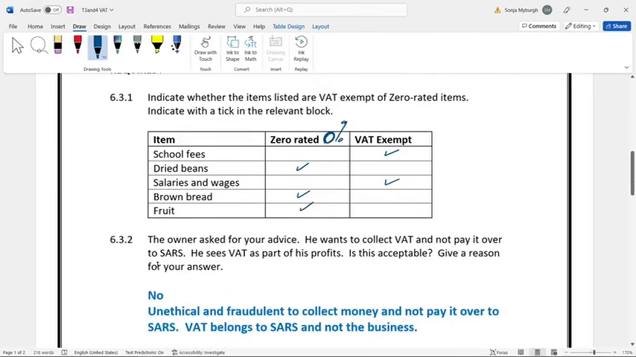And then the last question, the owner asked for your advice. He wants to collect VAT and not pay it over to SARS because he sees VAT as part of his profit. Is it acceptable? Doesn't matter how you feel, the answer is always no, because this is unethical. It's fraud. You cannot collect money that belongs to SARS and keep that for yourself, because VAT belongs to SARS and not to the business.